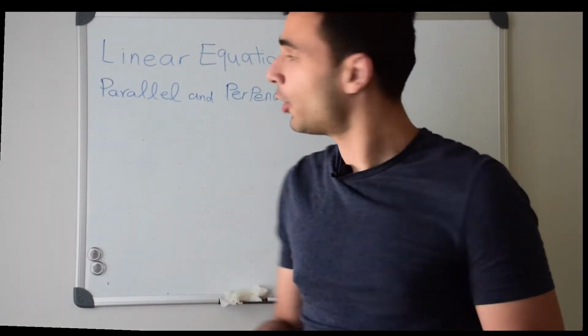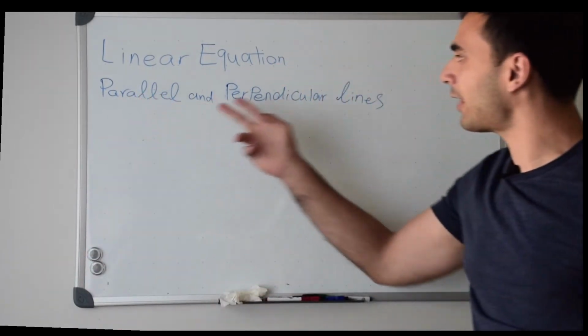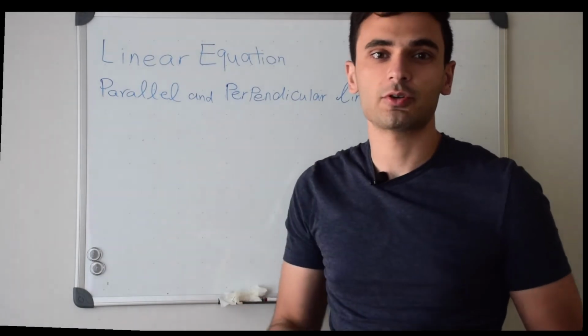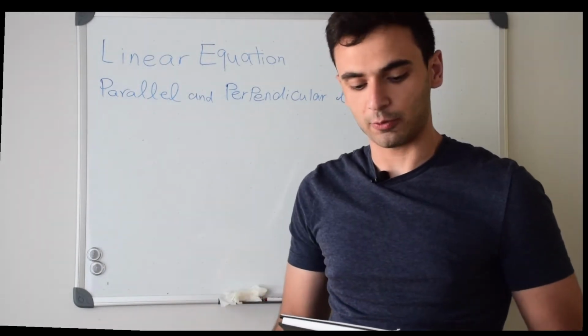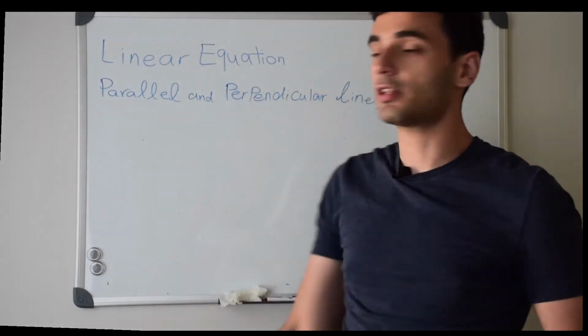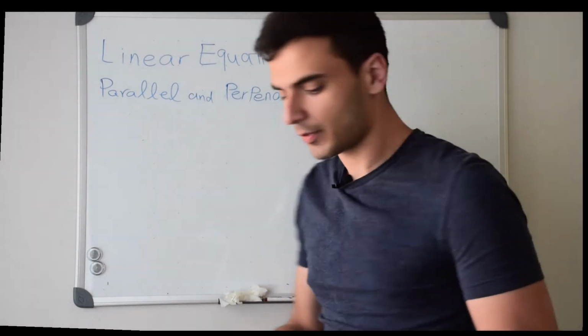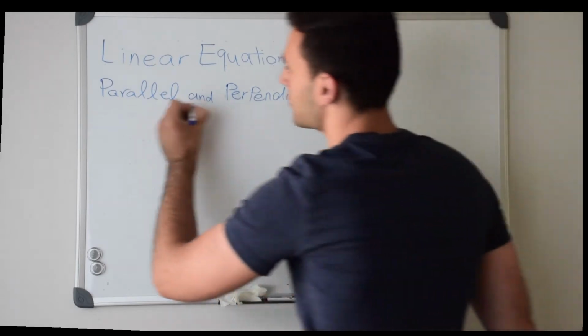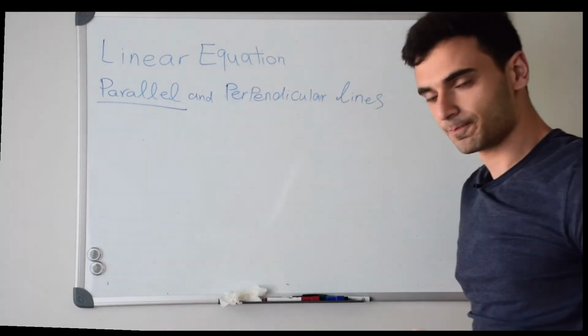In this episode, we are talking about parallel and perpendicular lines. This episode is a continuation of the episode that we had last time, which was talking about linear equations and the slope of a line. So what are parallel and perpendicular lines? First, let's talk about parallel lines.